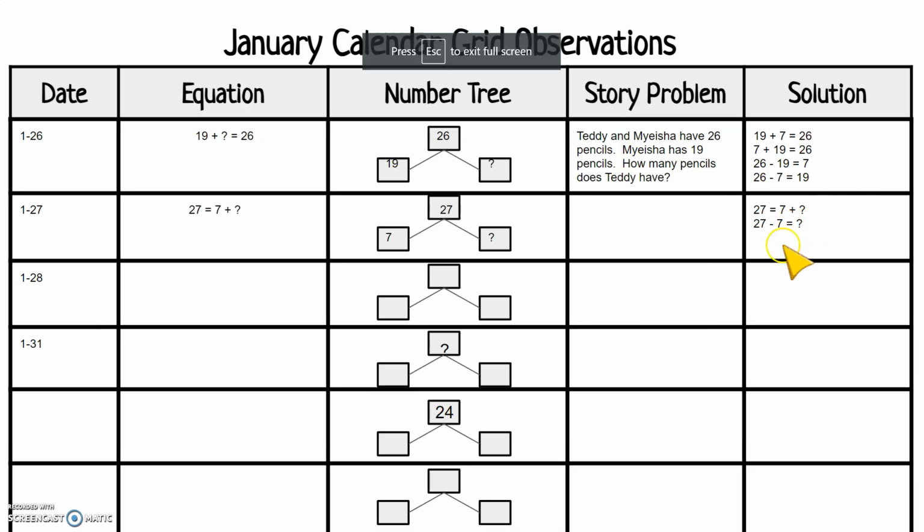I would like you, All-Stars, to do that. Once we watch this Number Corner video, you're going to create a story problem for this number tree. I'd like you to take a moment now to figure out what that missing number could be. You can pause the video.